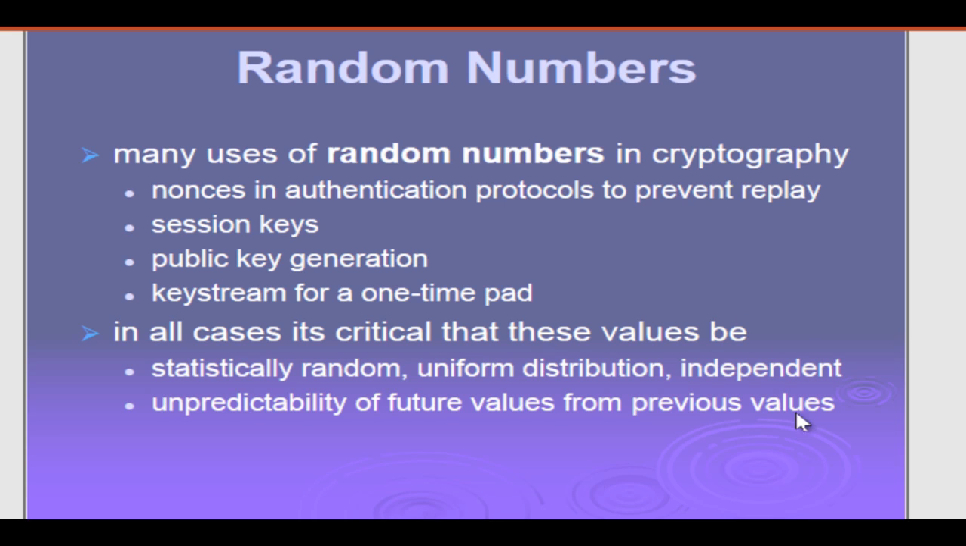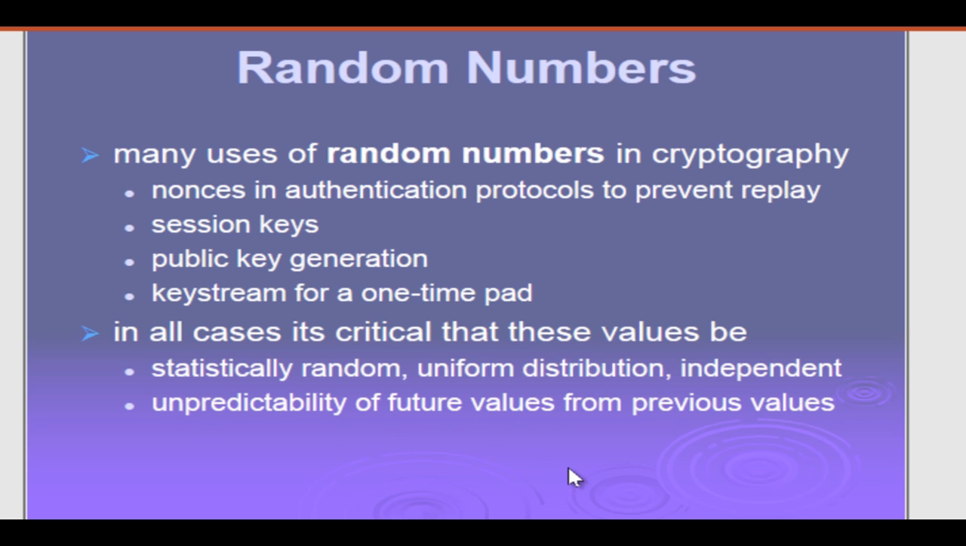And also, there should not be any relation between one random number and another. If you place all these random numbers on one paper, all random numbers should be independent. There should not be any relationship between one random number and another random number. So these are the things you have to follow when you are generating random numbers.